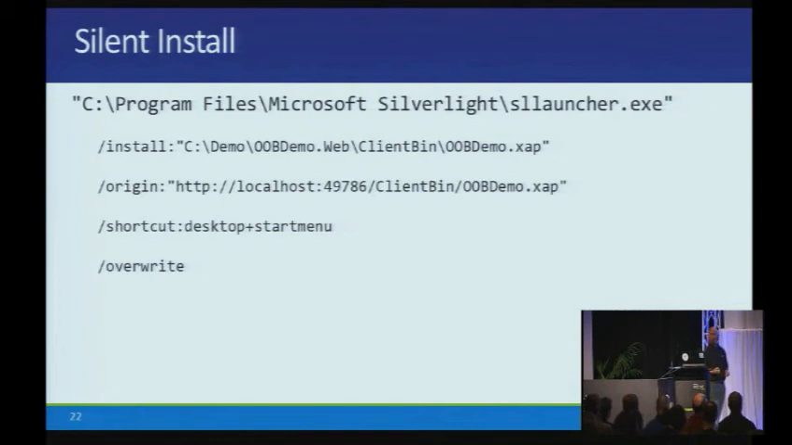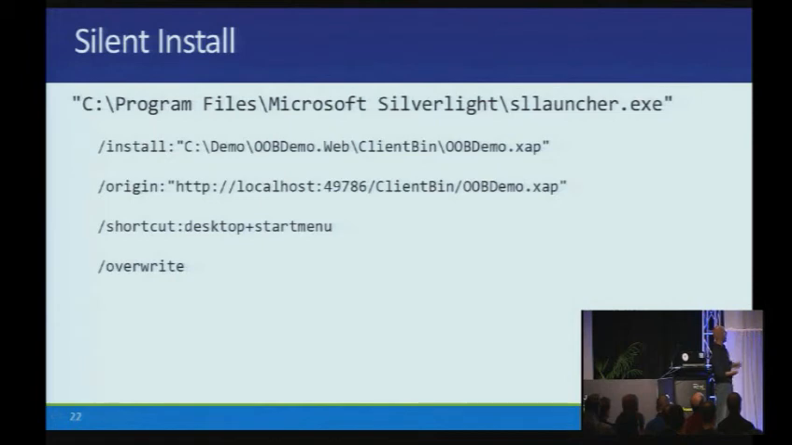You also have a feature called Silent Install. So if you want to install that application on the user's desktop without hitting the internet the first time, maybe through a CD or some kind of network install, you can use this command line syntax. Very simple to do. You take your zap file, and it can be signed, and you run the SL launcher process. This is where it is on my machine. Obviously, if it's different on the user's machine, you want to use some kind of environment variable.